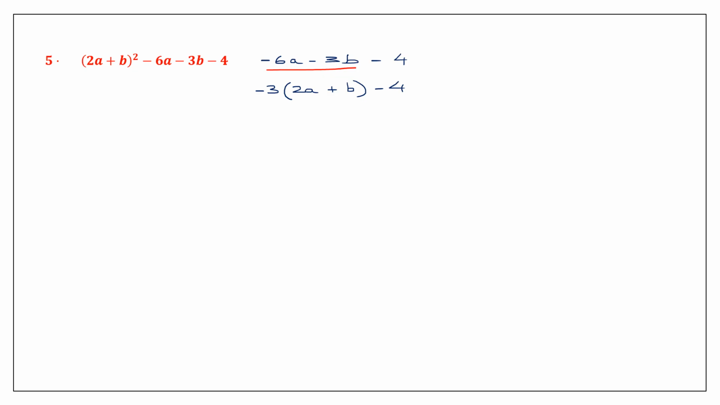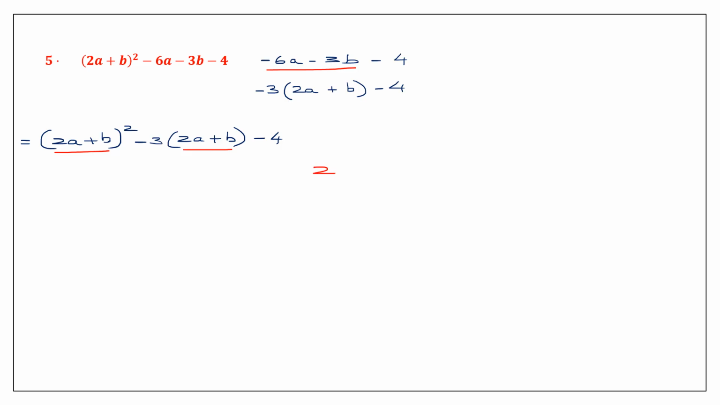So let's rewrite that. So the first term remains as it is, that is 2a plus b the whole square, and instead of the second part of the expression, that is instead of minus 6a minus 3b minus 4, I'm going to write this. So let's write that. So we have minus 3 into 2a plus b minus 4. Now let's look at this 2a plus b here. Here also we have 2a plus b.